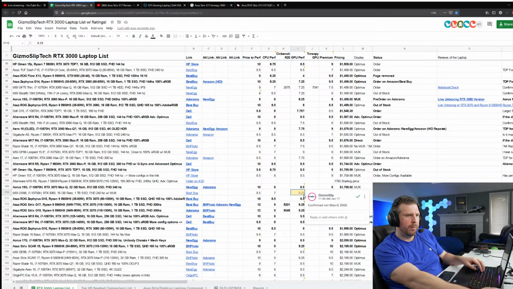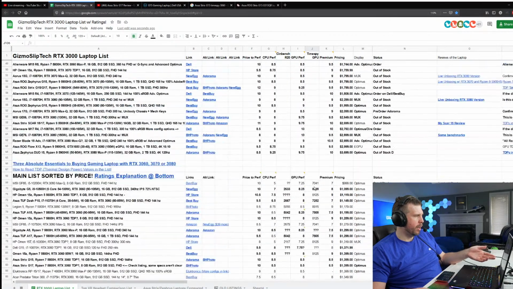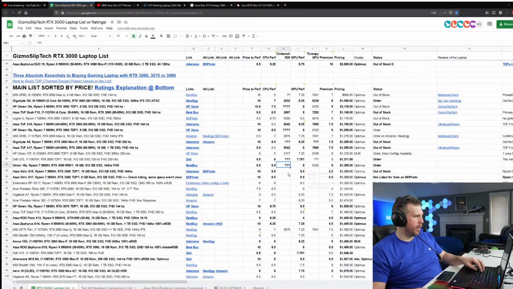Isn't turbo sometimes better? I heard you don't get dynamic boost on manual. Sometimes, Daniel, it can be that way. It depends on the laptop. You get dynamic boost on my Strix G17 and my Scar 15 when you set it to manual. So it just depends.